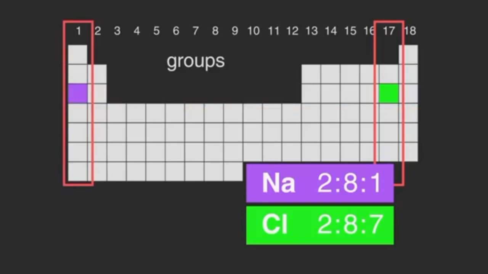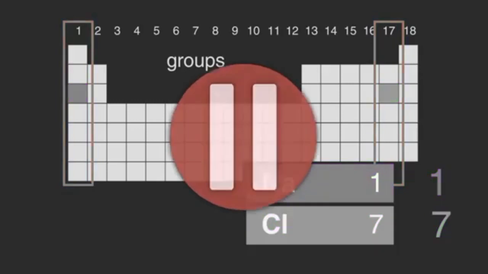Can you see a connection between the group an element is in and the number of electrons in its outer shell? Note that if the group has 2 numbers, we take the second number. Pause the video while you think.